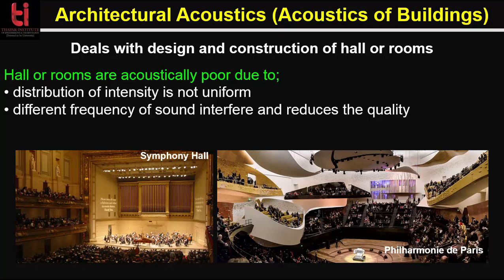Halls or rooms are acoustically poor mainly because the distribution of intensity is not uniform, and different frequencies of sound interfere and reduce the quality. These two are actually pictures of the world's two best concert halls. The first application of modern scientific methods to architectural acoustics was carried out by Professor Sabin in the Fogg Museum lecture room, who then applied this newfound knowledge to the design of Symphony Hall, Boston. We will learn his formula on architectural acoustics in the next lecture.